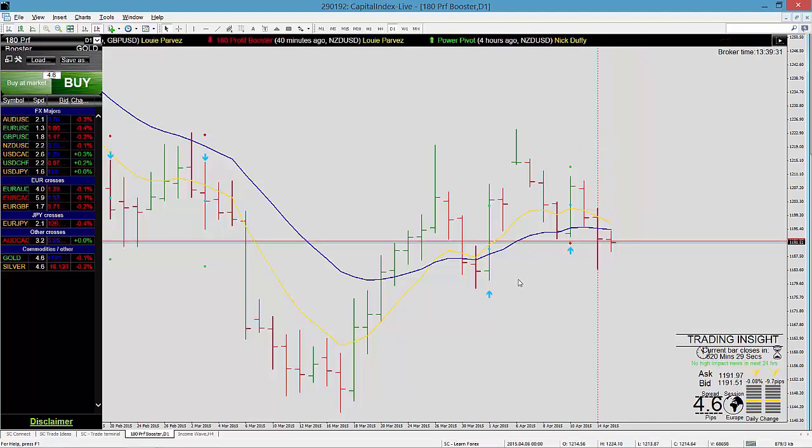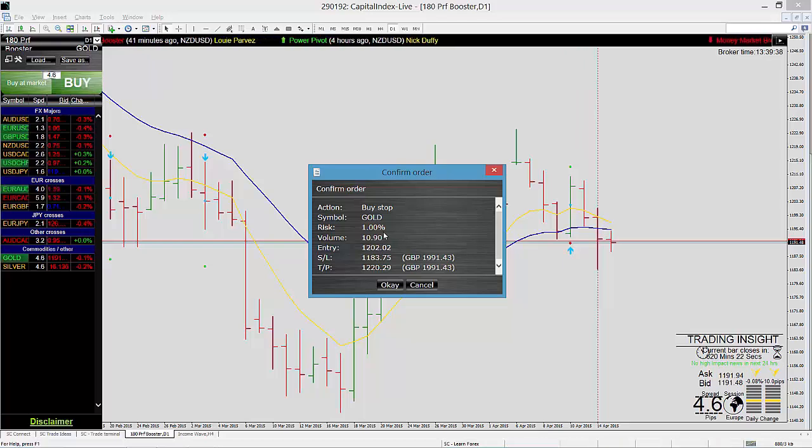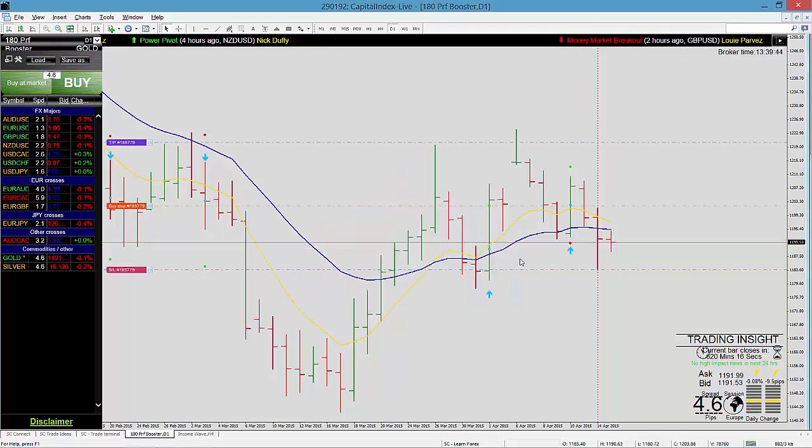If I go ahead and place that order now so that you can see, I hover my cursor over the buy button, left click, and it will work out 1% of my account. It'll work out the volume for me, my entry, stop and target. I click OK, and we can see the entry, the stop loss, and the take profit on the screen. Nice and simple process to place a trade, or in this case, place the order.